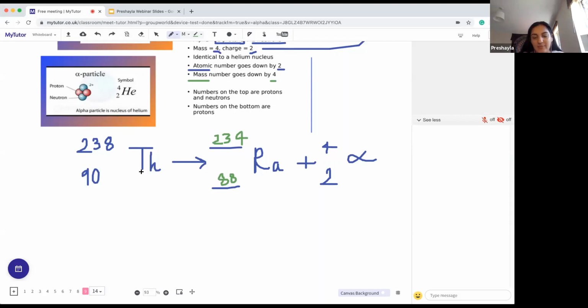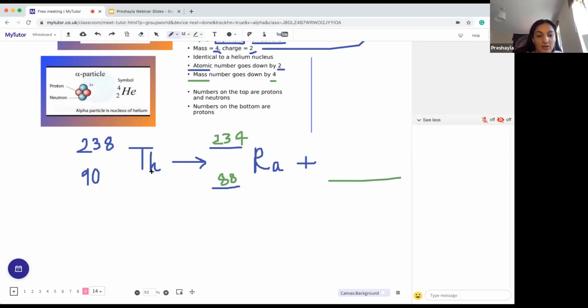Now, why does it have to be radium? The only reason it has to be radium is because I've gone to the periodic table and looked at which one has 234 and 88. Okay, so you will most likely be given what element it turns into. I don't think you're given a periodic table to have to do that bit yourself, but what you might have to do is work out what has been emitted. So is it alpha, is it beta, is it gamma? And then you'd have to fill in this bit here. The reason that I knew it was radium is because I went to the periodic table and checked which one was 234 and 88.